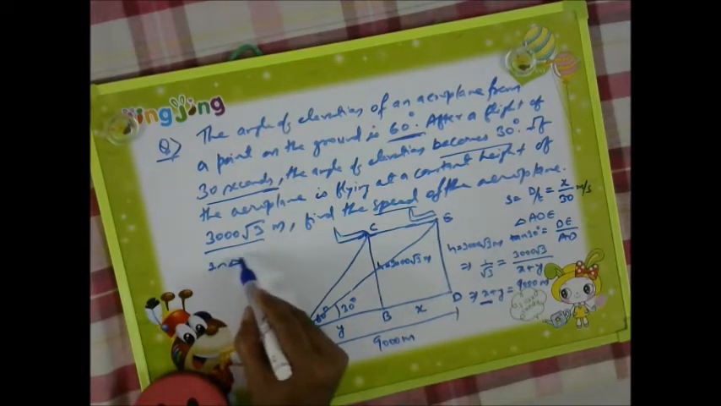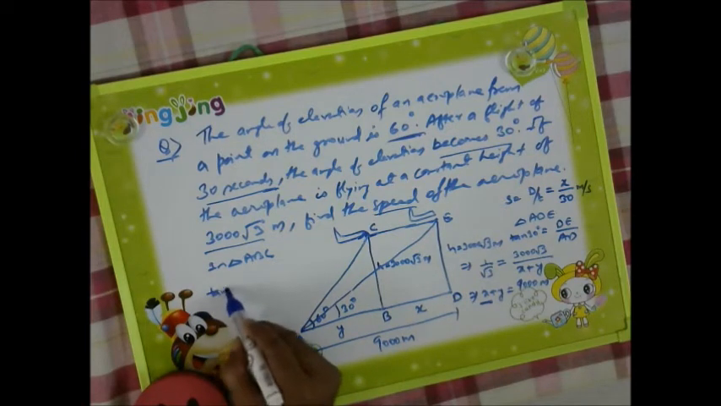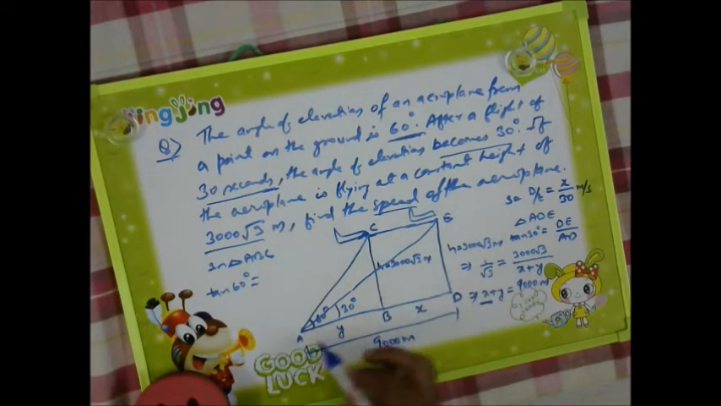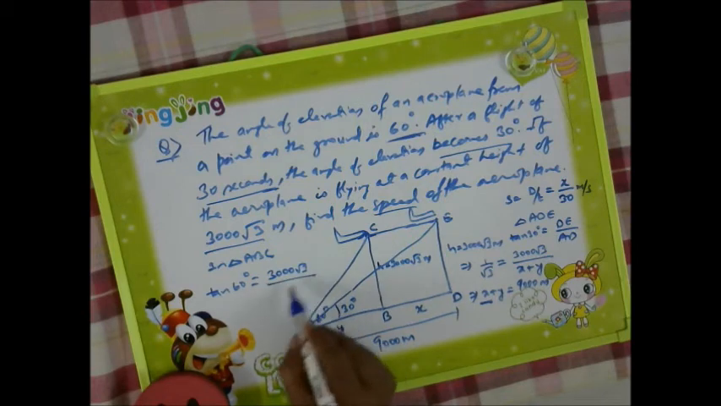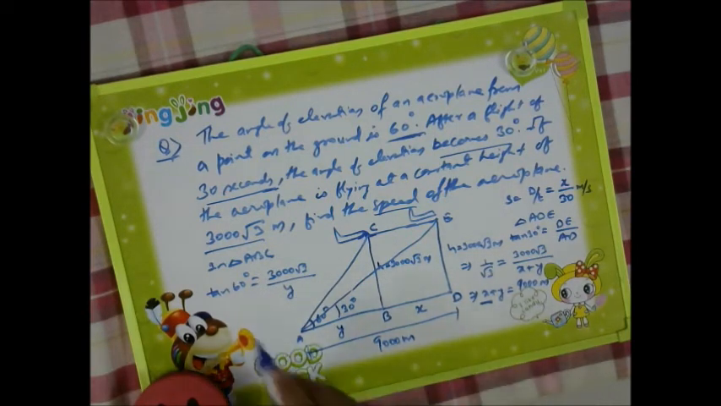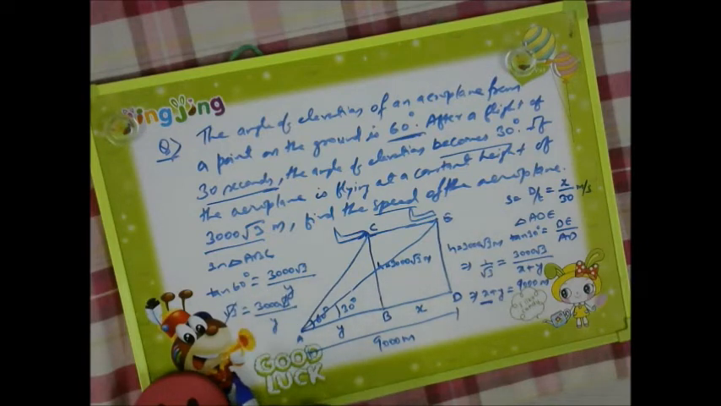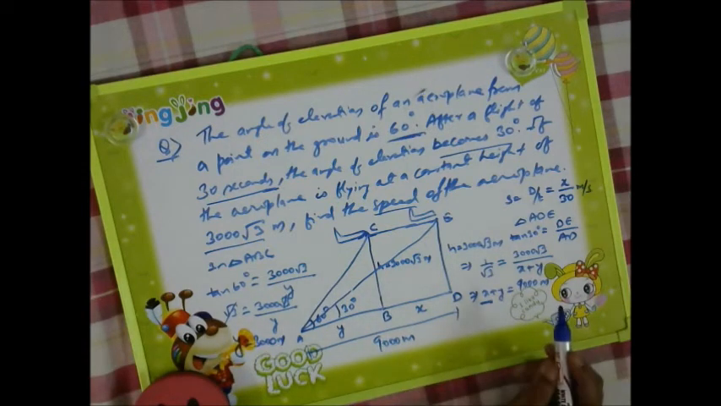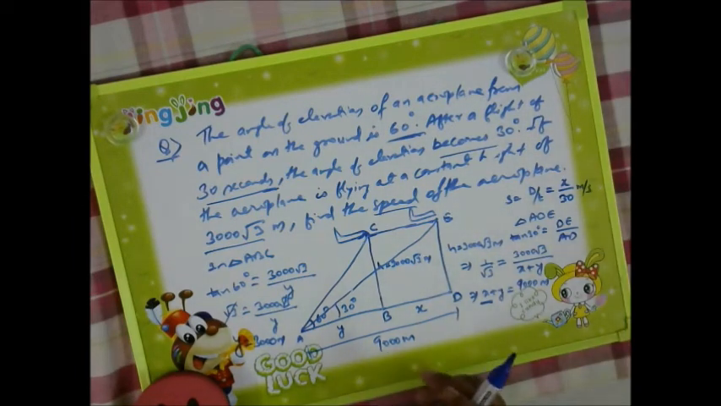So in triangle ABC, again we will go for this tan 60 degree, which will be equal to this BC by Y, and BC is what? 3000 root 3 divided by Y. So tan 60 degree is already root 3 and 3000 root 3 divided by Y. This root 3 will get cancelled, so we are getting Y is equal to 3000 meter.